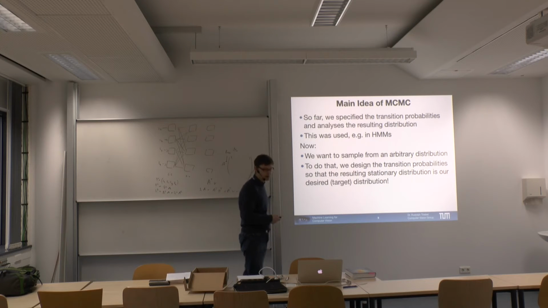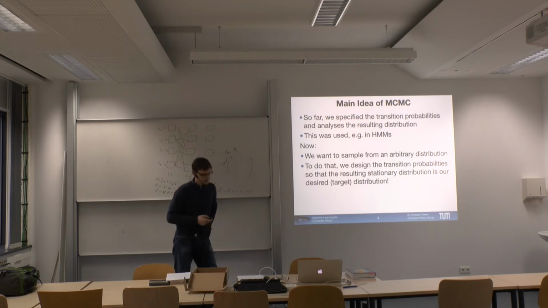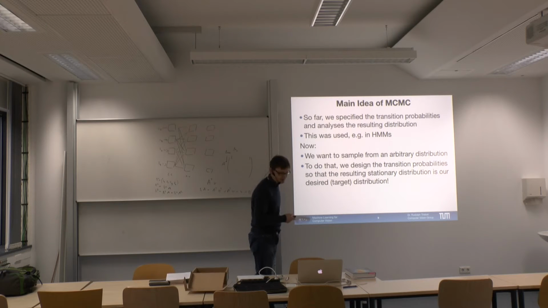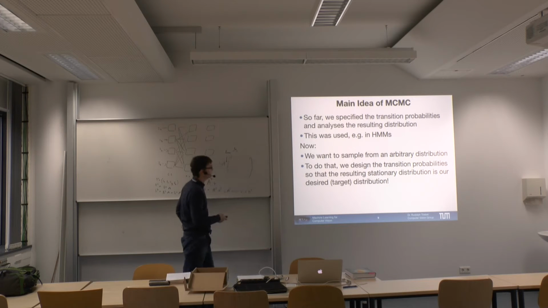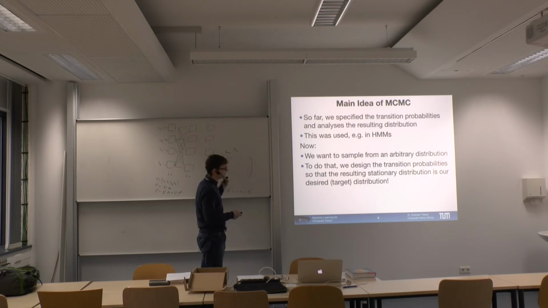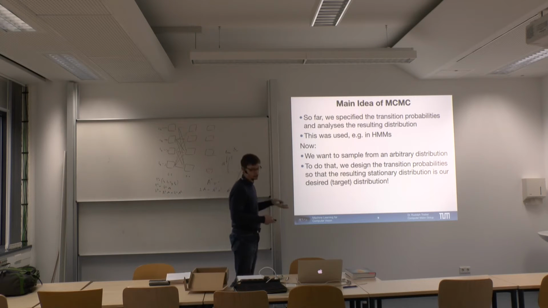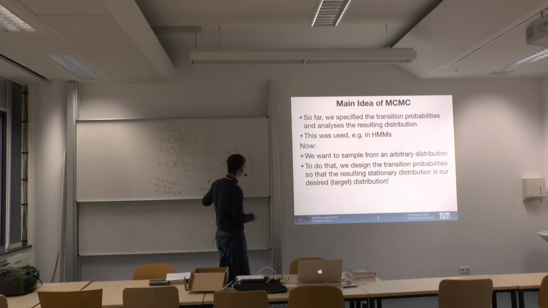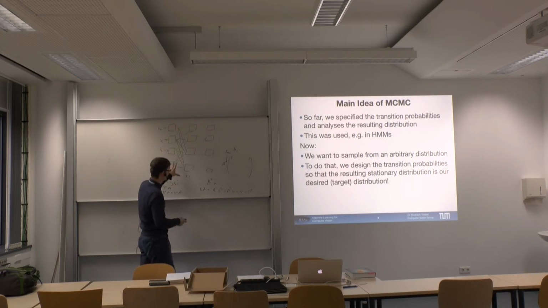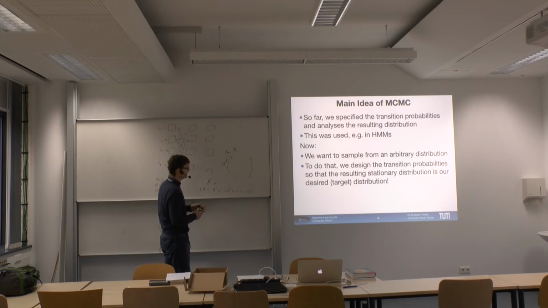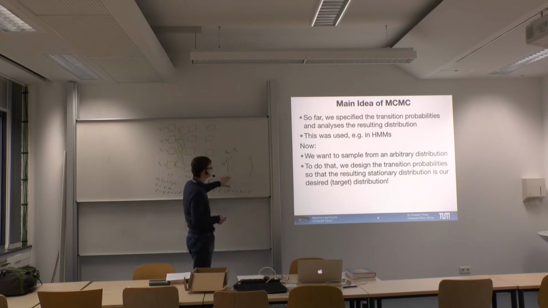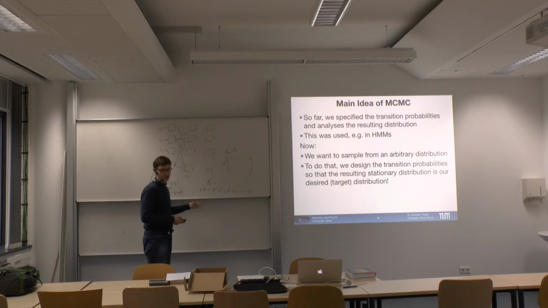Okay, now why do we do all that? The main idea of MCMC is now to find a transition matrix so that a given distribution is a stationary distribution under that transition matrix. So it's kind of the opposite of what we did so far. So far we specified the transition matrix and we looked at the according distribution that it produces: is it a stationary distribution or not, and is it unique or not?